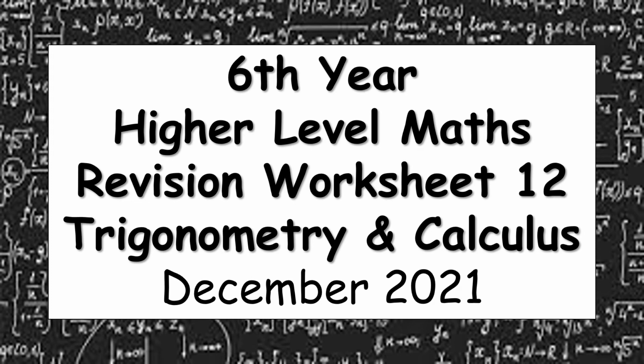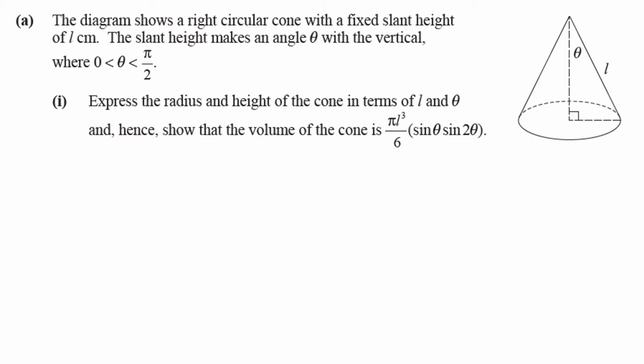Hi and welcome to this Leaving Cert Higher Level Maths Revision video where we're going to look at a Section B question on trigonometry and calculus. Part A of this question tells us the diagram shows a right circular cone with a fixed slant height of L centimeters. The slant height makes an angle of theta with the vertical, where theta is between 0 and pi over 2. So we're working in radians. Remember, pi is 180 degrees, so pi over 2 is 90 degrees.